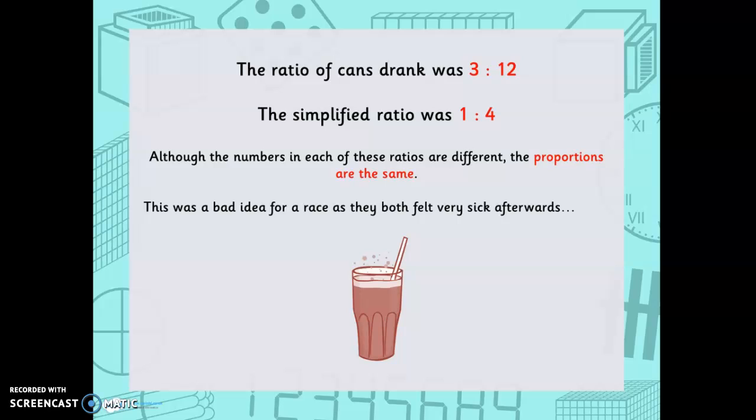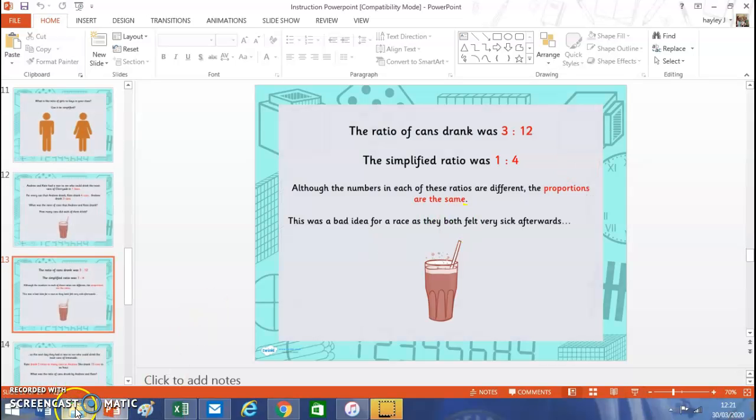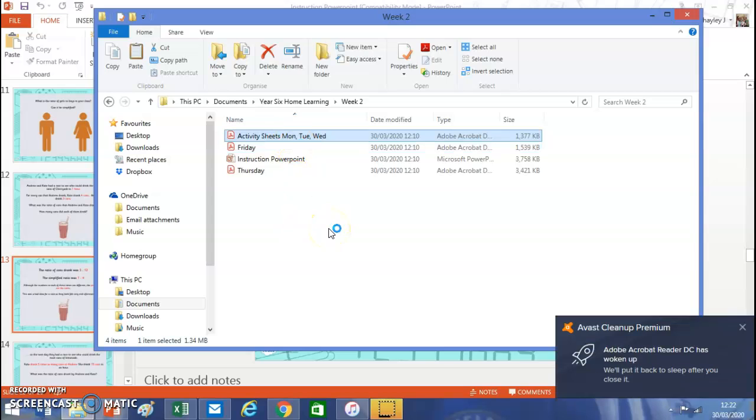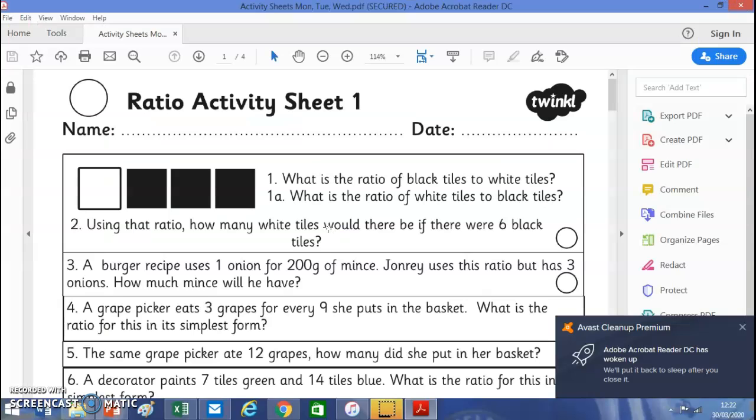Now, the tasks that you're set for this week is to work through different ratio problems. The first one on Monday is this one here. So there's activity sheets, and I will explain all of them in a different video. Hopefully it will make sense to you. So I'll explain these sheets in a separate video.